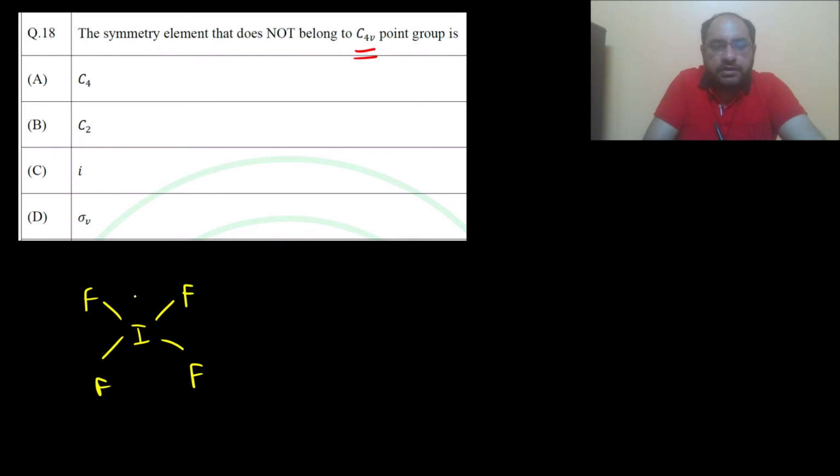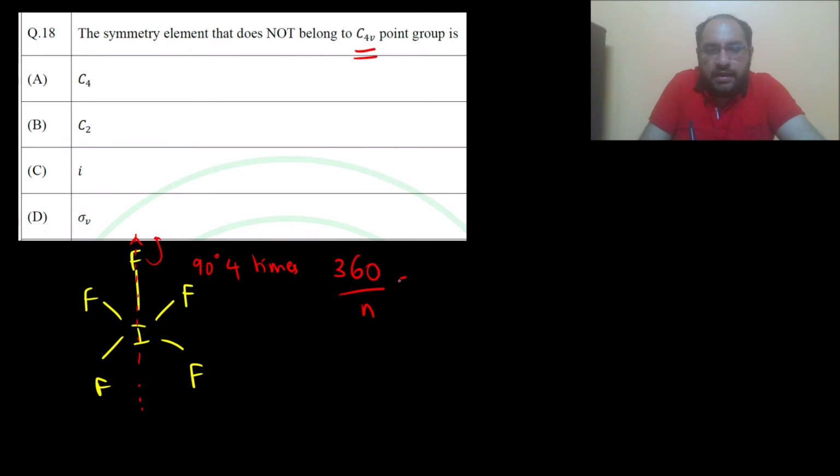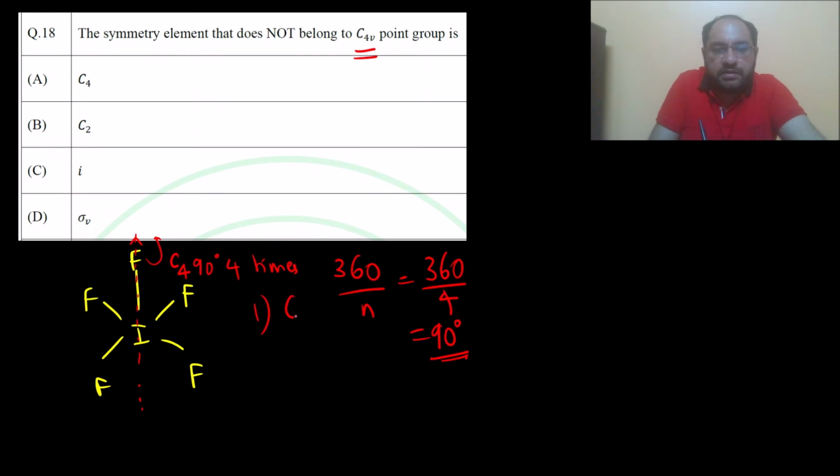Okay, it has a square pyramidal structure. If I draw an axis passing through this fluorine and rotate the molecule by 90 degrees, four times, that is 360 divided by n, and n is 4, so I get 90 degrees. I will get the same molecule. So that means a C4 axis is present.